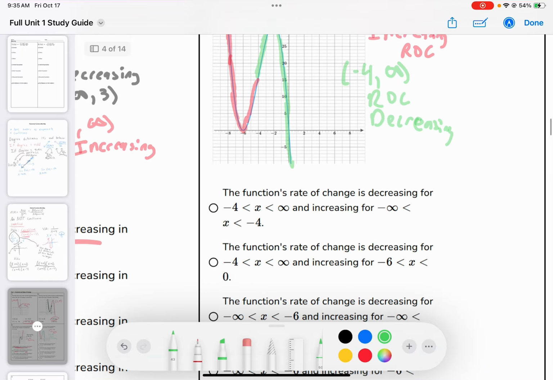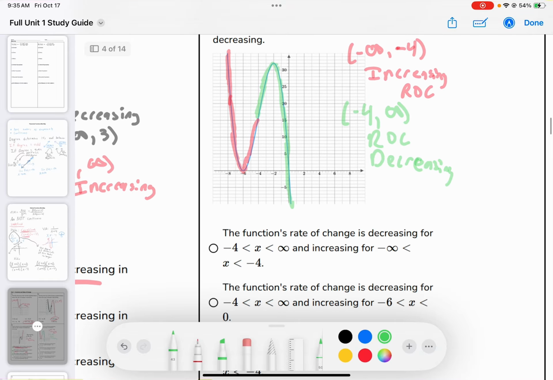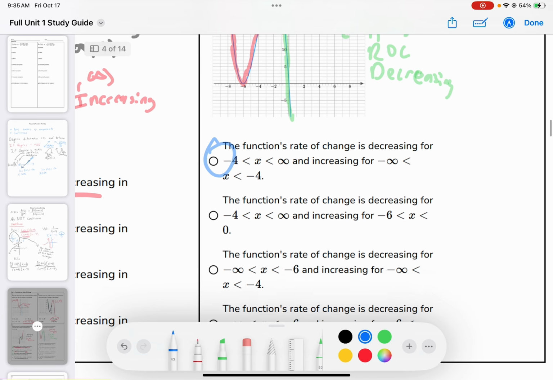All right, so the function's rate of change is decreasing from -4 to infinity. I agree with that. And increasing from negative infinity to -4. This looks pretty good. So I don't know if I need to look at the other answers.